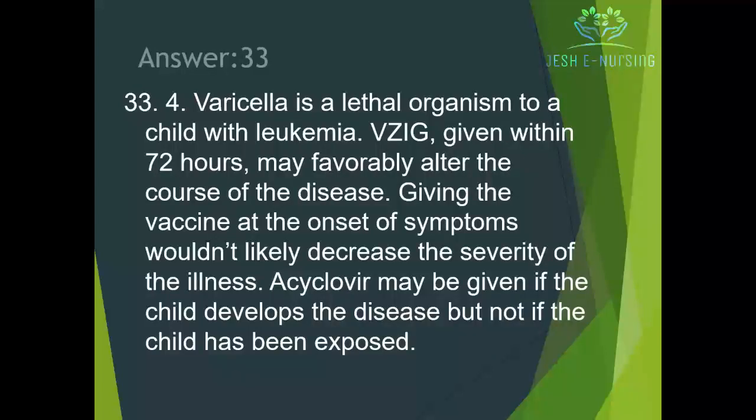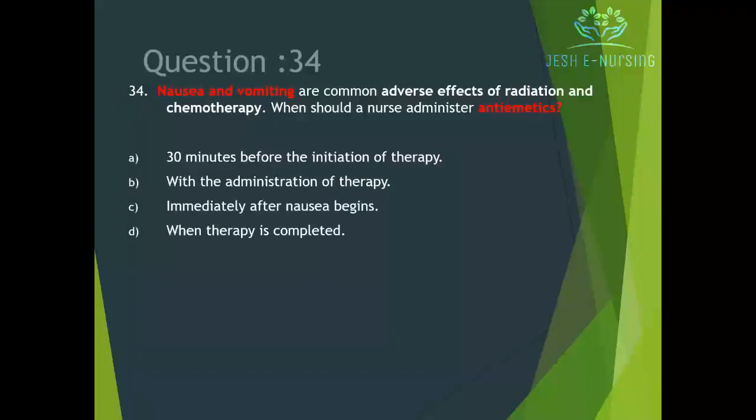Giving the vaccine after the onset of symptoms wouldn't be likely to decrease the severity of the illness. Acyclovir is the drug of choice. It may be given if the child develops the disease, but not if the child has been exposed.